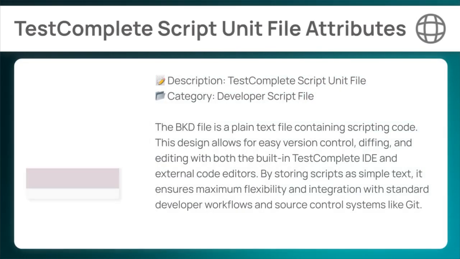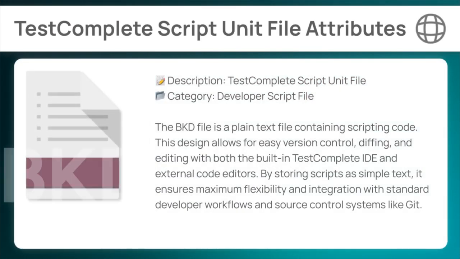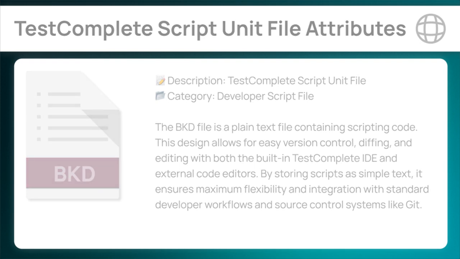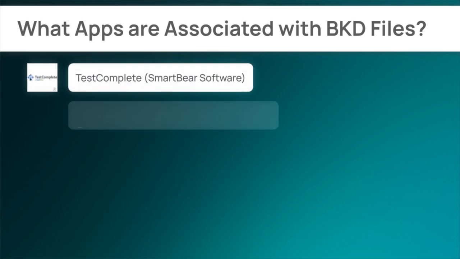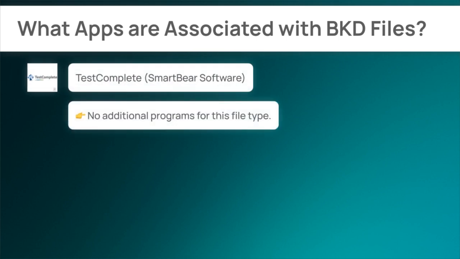The BKD file is a plain text file containing scripting code. This design allows for easy version control, diffing, and editing with both the built-in TestComplete IDE and external code editors. By storing scripts as simple text, it ensures maximum flexibility and integration with standard developer workflows and source control systems like Git. TestComplete is the standard set by SmartBear software for accessing the BKD format.